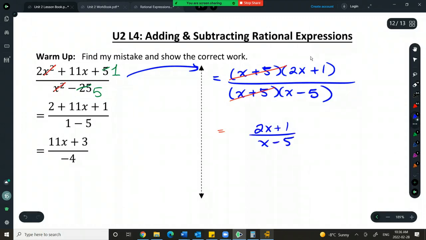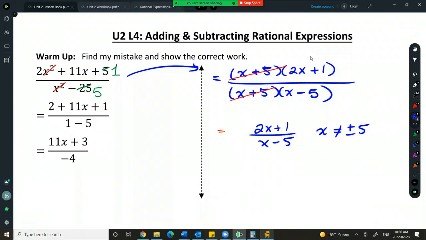Anything else? You sure? What do I always have to have with questions like this as part of my final answer? Jack? The restrictions. Okay, so what should I have had? So I missed that over here as well, right? Yeah, so it's plus or minus 5. And then, yeah, that's it. Yep, so we get negative 5 from this and positive 5 from this. Perfect.